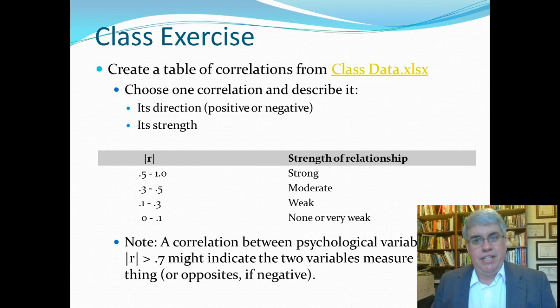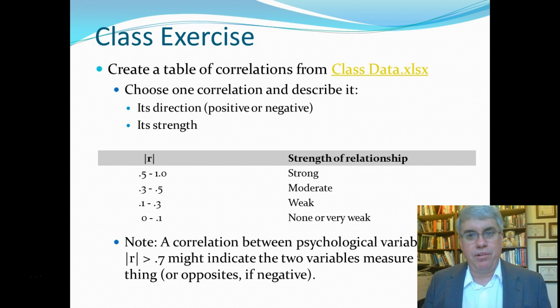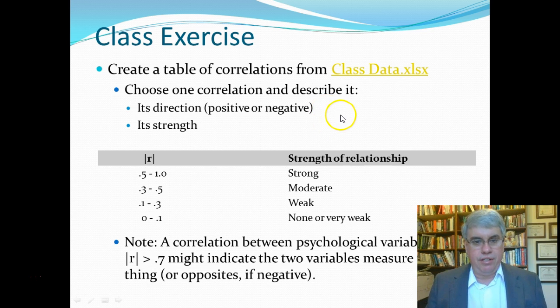So in the correlation table that we just made, looking at how all the different variables relate to each other, how are we going to interpret them? There's several things that we need to pay attention to. First of all, we need to pay attention to its direction. Is it positive or negative? In fact, that's kind of the most important thing. Is there a positive relationship or a negative relationship between the variables? So that's the first thing that we want to use to describe a correlation.